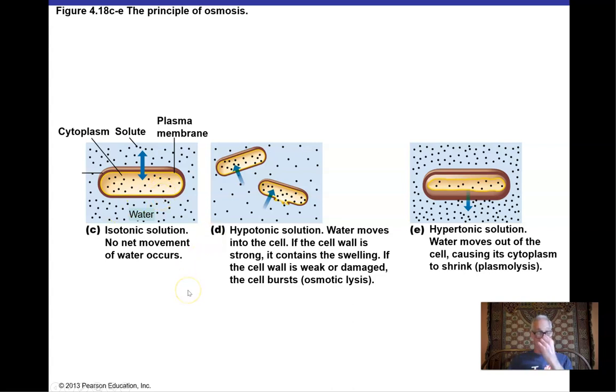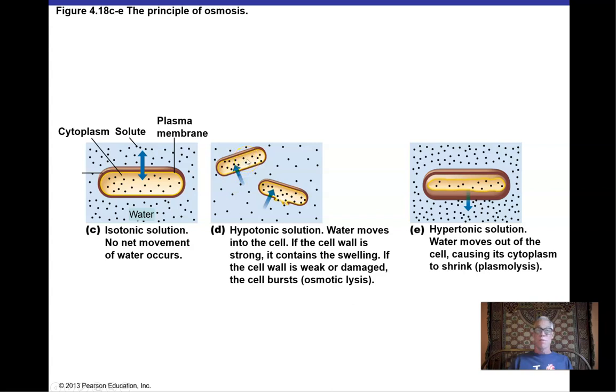Okay, let's talk about tonicity. Tonicity is a way of describing a solution relative to the concentration of the cytoplasm of a cell. So in this picture right here, we see that there are more solute molecules, little dots, drawn inside the cell than outside.